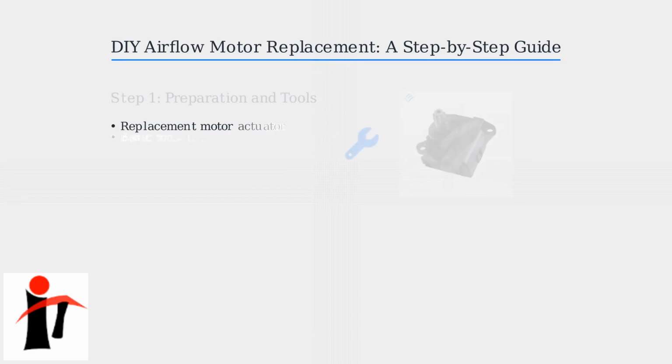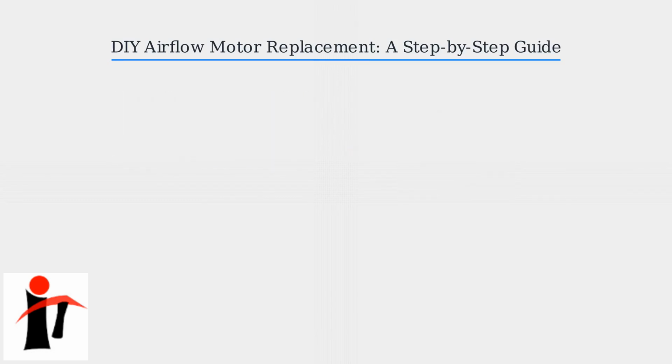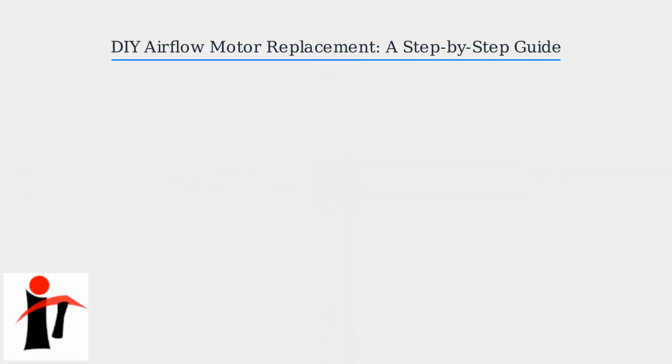Replacing a faulty airflow motor in your Tesla Model 3 can be done at home with careful preparation. First, gather your replacement motor actuator, available from Tesla's parts site or aftermarket suppliers, along with basic tools like screwdrivers and trim removal tools. For safety, always disconnect the car's battery before working on electrical components. This prevents accidental shorts or shocks. Locate the battery in the front trunk, use a wrench to loosen the negative terminal, and remove the cable.